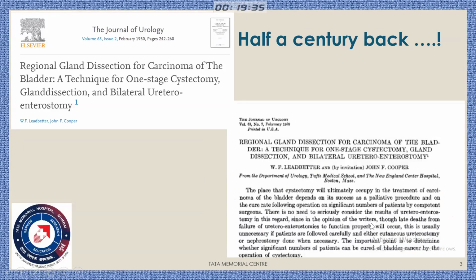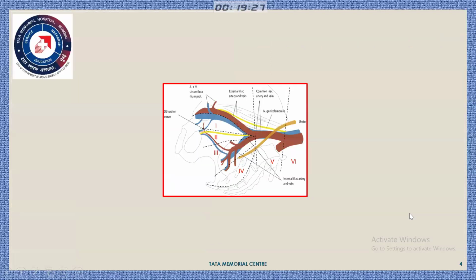Half a century back, the standard treatment for bladder cancer was proposed to be a radical cystectomy by this case series published by Ledbetter and Cooper. When we talk about radical cystectomy, we also talk about doing a lymph node dissection.